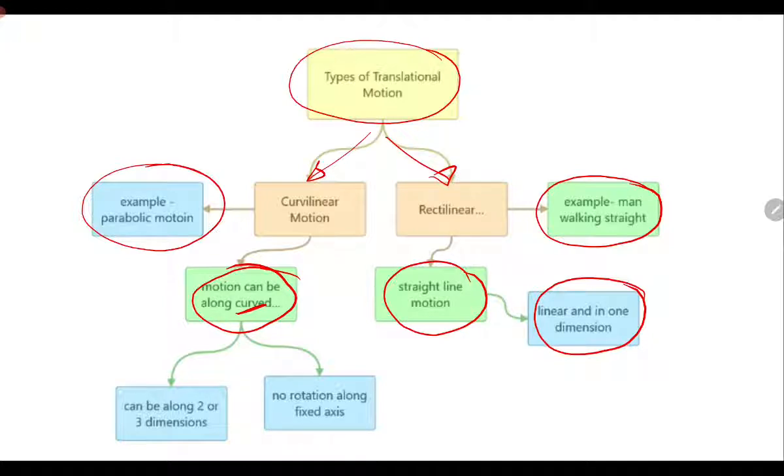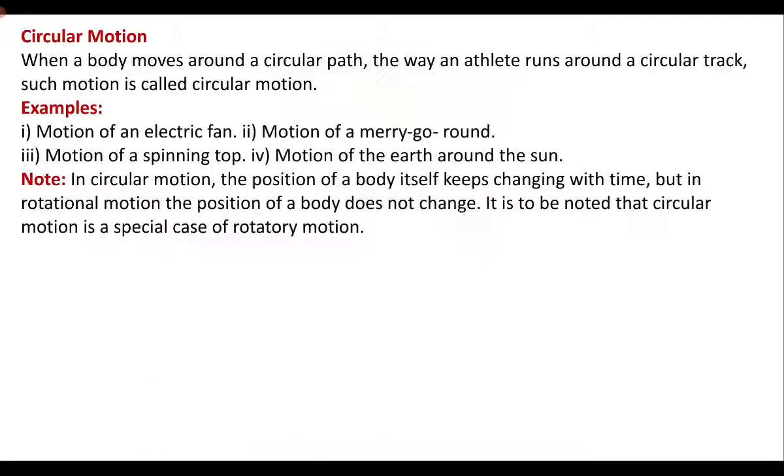But in case of curvilinear, it can be along two or three dimensions, and with no rotation along a fixed axis. So this picture shows the two basic types of translational motion. One is curvilinear and another is rectilinear motion.